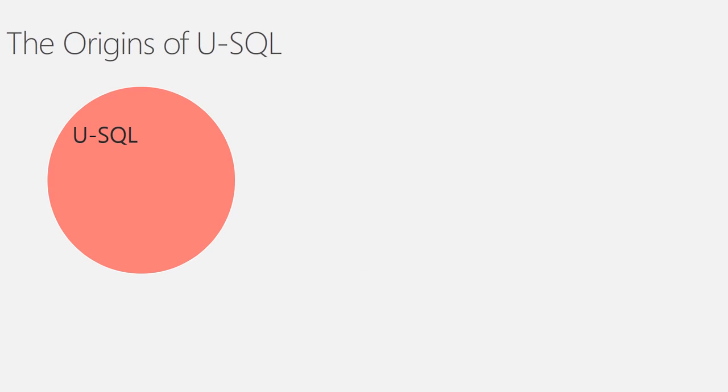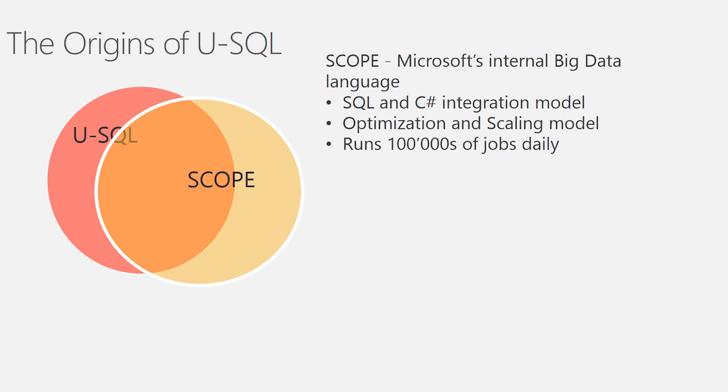SQL, however, is not a completely new language that we devised just in the last couple of months. SQL actually has a long history of background languages on which we base the language. It starts out with Scope, which is our Microsoft internal big data language that is giving us the SQL and C# integration model and the optimization and scaling framework in which we execute both Scope and SQL.